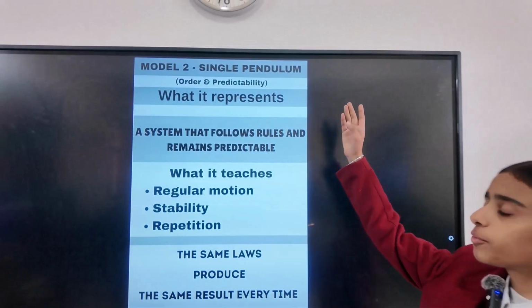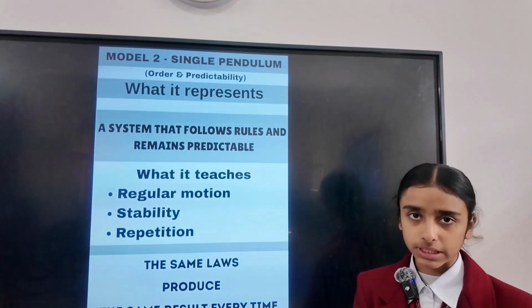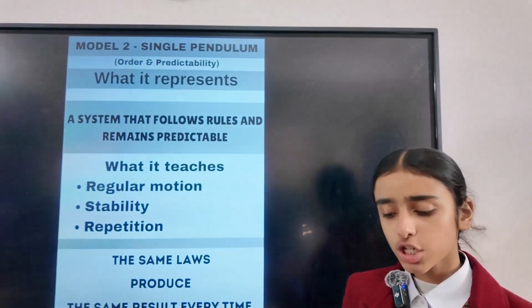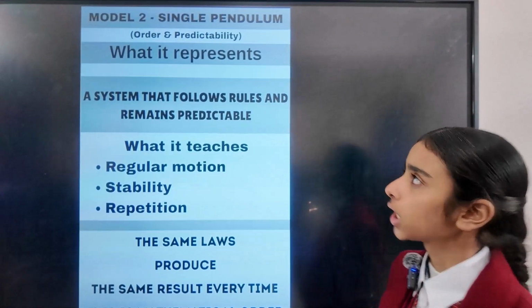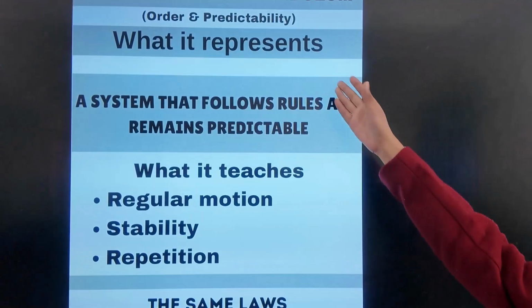The second model of my project is the single pendulum, which is the epitome of order and predictability. All my models are interconnected with each other, they are not separate, they just show the different phases of mathematical scientific behavior. Now, the single pendulum is a perfect epitome of order and predictability.